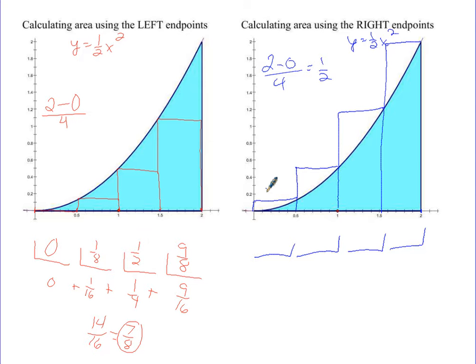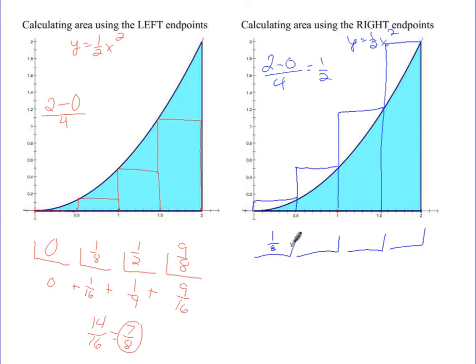Okay, all we got to do now is calculate the height of each one of these rectangles, and then multiply by the width, which was 1/2, and then add them all together to get our total area. So what is the height of this one right here? How would I calculate that? Plug the right endpoint of this rectangle into the equation. So we're plugging 1/2 in up here. 1/2 squared is 1/4 times 1/2 is 1/8. So that height is 1/8.